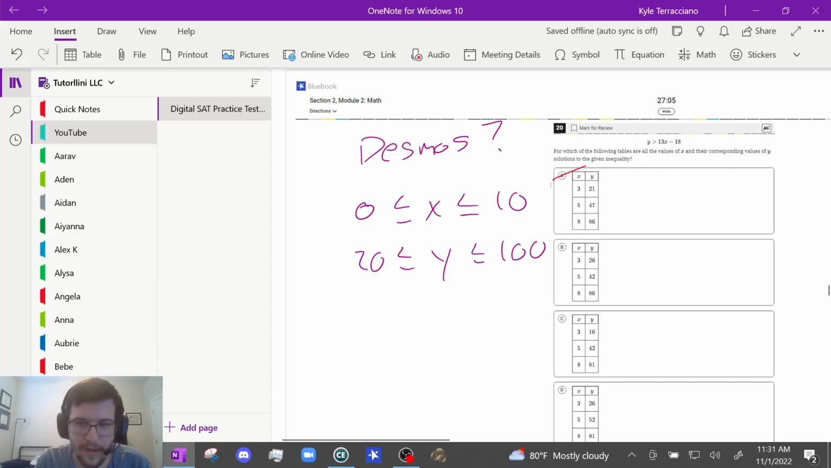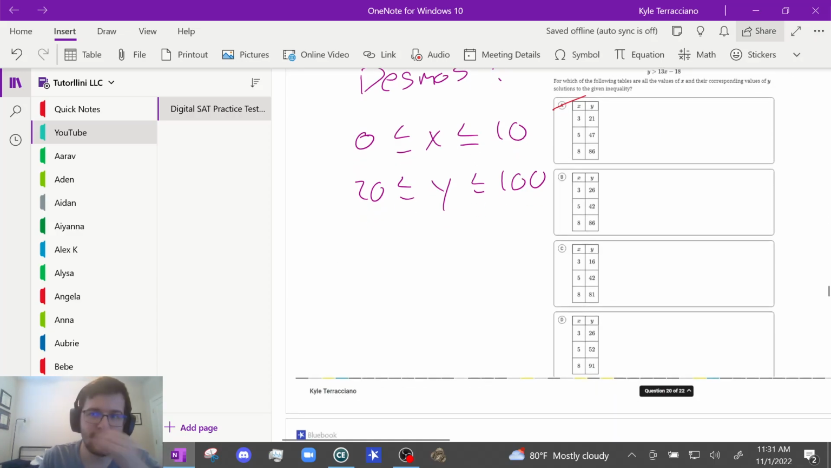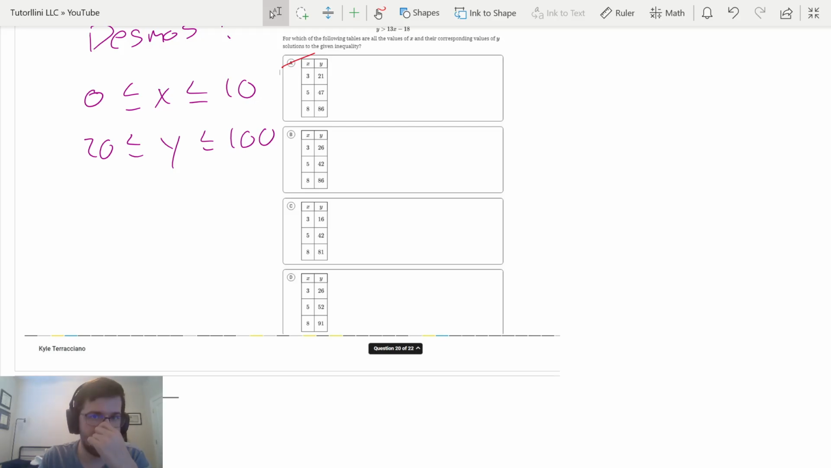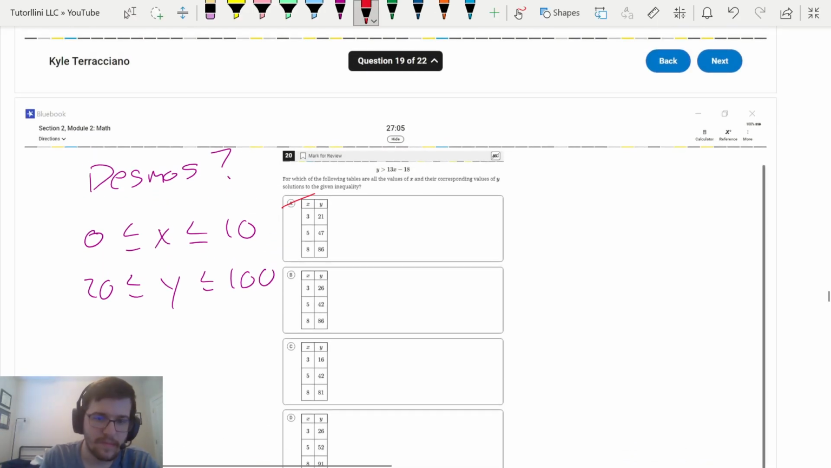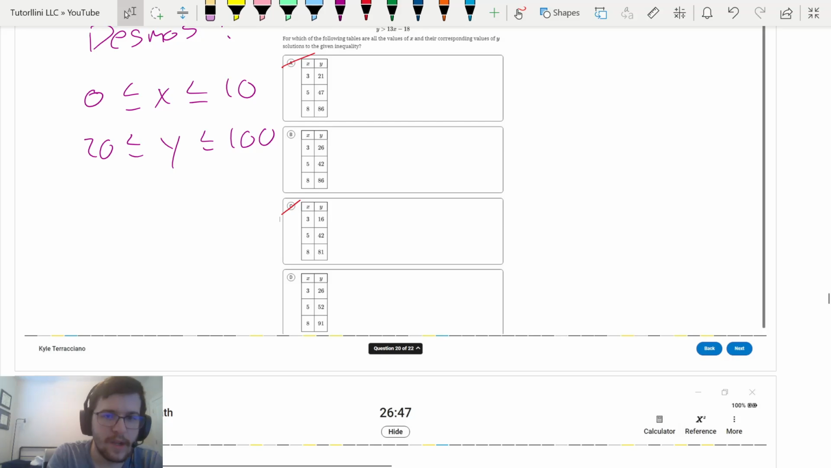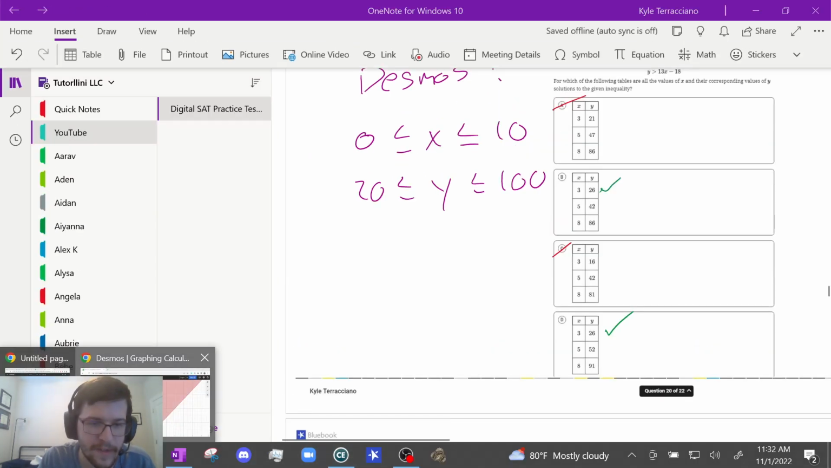So 316 does not work either. So let me cross that one out. Okay, so 326 works for both of them. So now we can check 552 and 542. So let's look at that. 552 and 542.